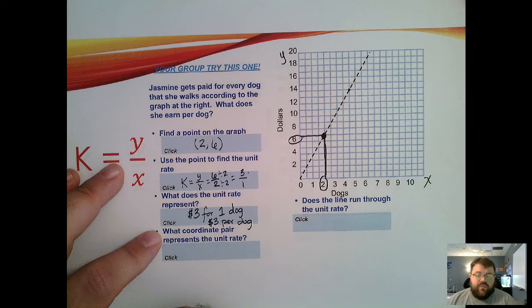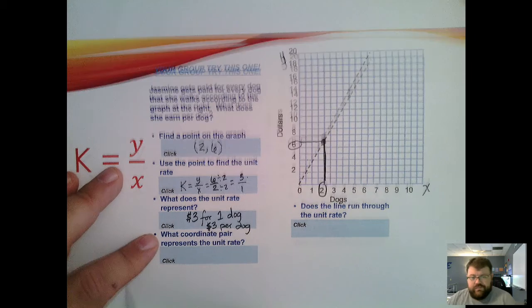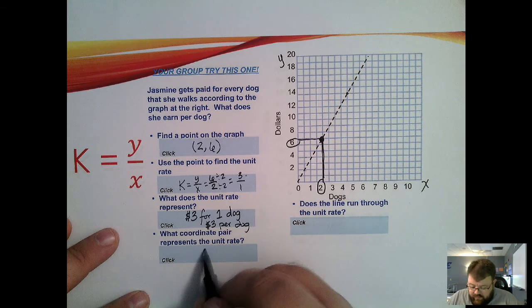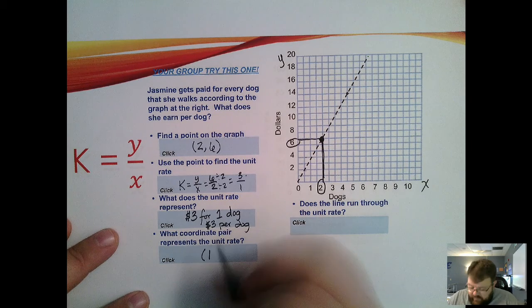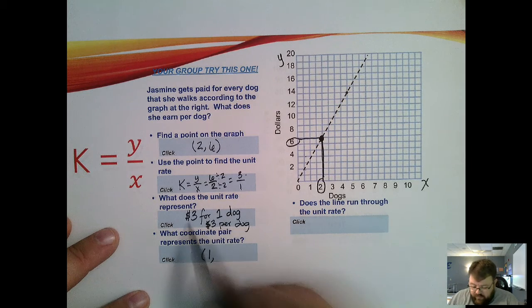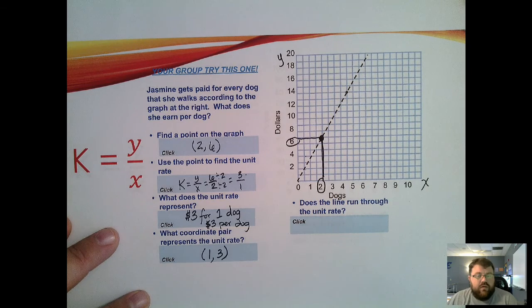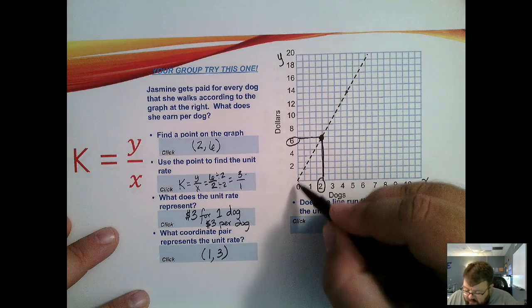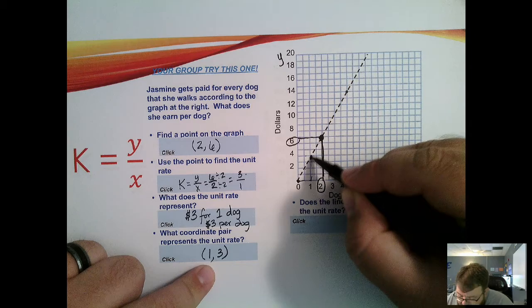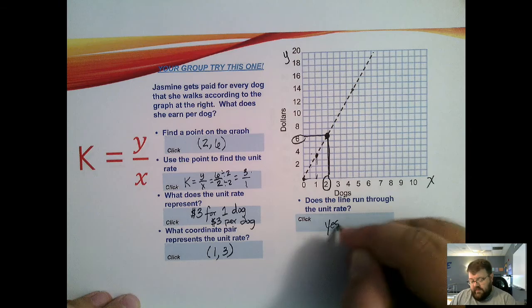What would the coordinate pair that represents the unit rate be? Pause the video and answer the question. All right, remember that unit rate, you should think of the number 1. So 1, and then your unit rate, or your constant of proportionality, is 3. So your unit rate should be 1, 3. Does it pass through it? Start at the origin, go over to 1, go up, and it doesn't meet 4, and it's above 2, so we're going to say it's about 3, so we're going to say yes.